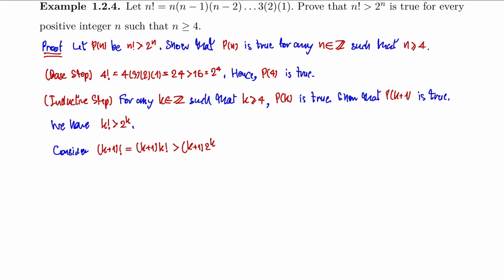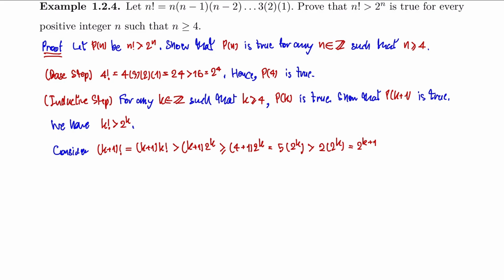All right. What next? What can we do next? We use the fact that k is greater than or equal to 4. So now k plus 1 is at least 4 plus 1. So k plus 1 times 2 to the k is greater than or equal to 5 times 2 to the k. And 5 is greater than 2. Okay, so right now we have 2 times 2 to the k, and it turns out to be 2 to the k plus 1.